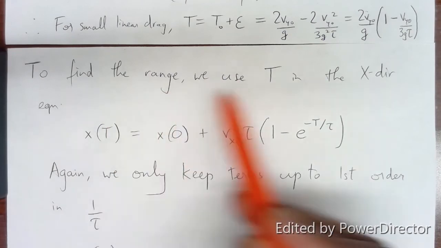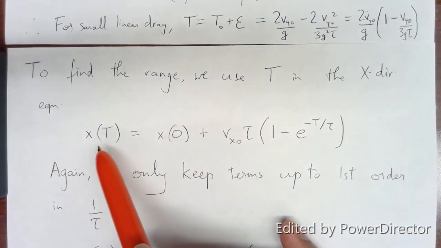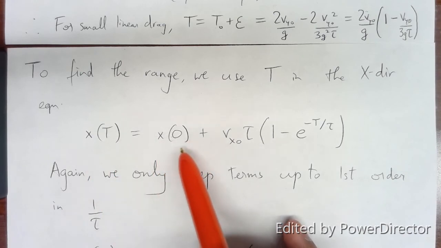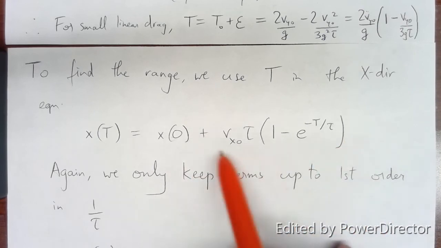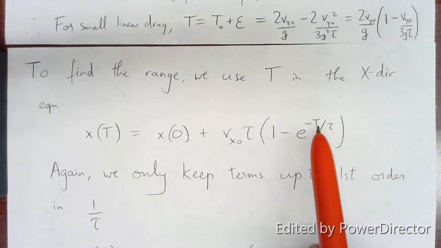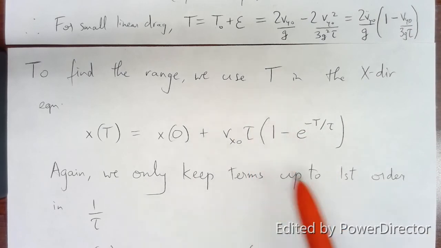To find the range, we use our time of flight in the x direction equation. So we are trying to find what is the new x position at the time when the projectile hits the ground again. So we have x of 0 plus this term, and we now have a value for t, but remember, our answer is only good up till order 1 over tau. So we must expand this and keep only terms up till first order in 1 over tau.